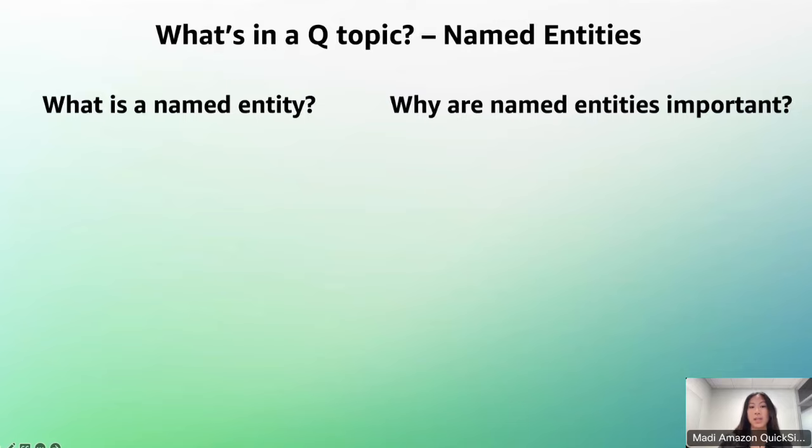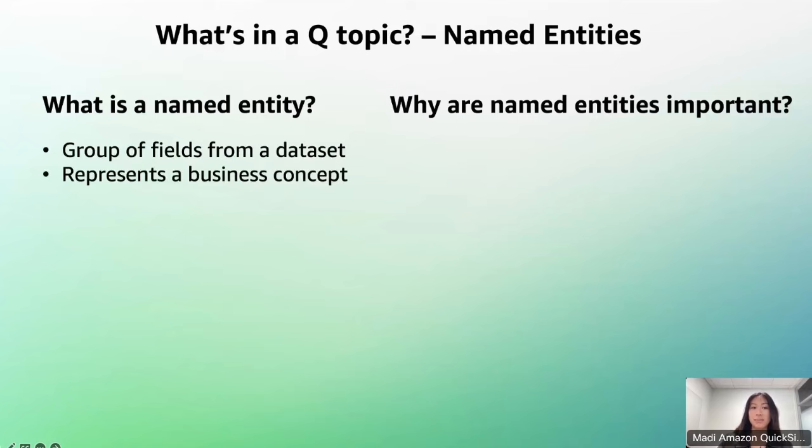And then the next part in a Q topic are named entities. So what is a named entity? It's a group of fields from a data set that represents a business concept. And you'll see this in the demo, but the example that I'll show is, say, for example, I have a marketing data set, which is the one we're using today. And we have a list of different metrics in our data set, including clicks, outbound clicks, likes, comments, and saves. A named entity would be something like performance metrics, which captures all of those data fields, but in one grouping.